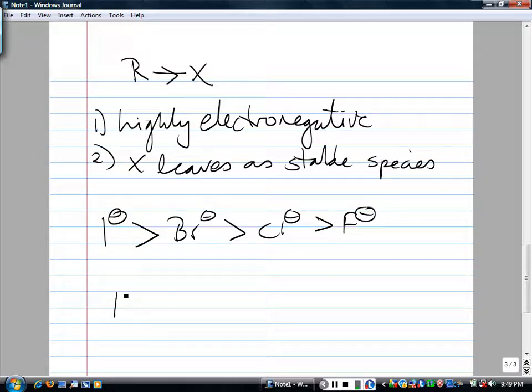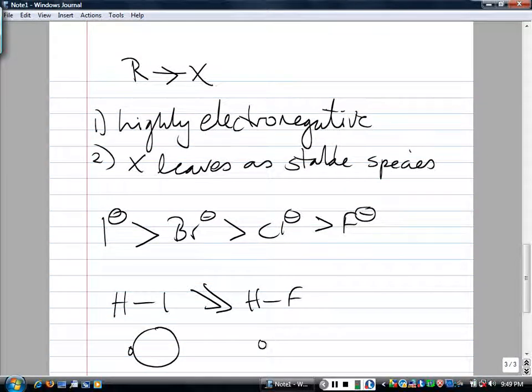The fact that HI is a much stronger acid than HF is linked to one big thing, which is that iodine is a much, much bigger atom than fluorine. The consequence is that the HI bond is longer than the HF bond, and therefore the HI bond is long and weak, while the HF bond is short and therefore strong. That's reason one.